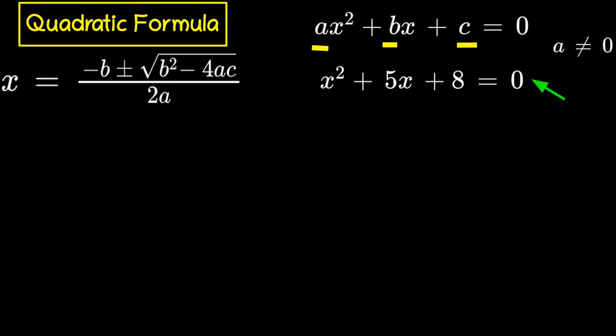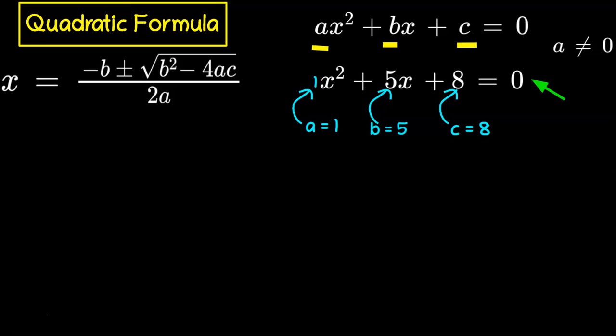The next step is to identify our a, b, and c in our quadratic formula. These are the numbers that we are plugging into our formula to solve. First, we find a. A is the coefficient of x squared. In this case, we have an invisible 1, so our a is equal to positive 1. B is the coefficient of x. In this case, we have 5. And then c is the constant, which is equal to 8.